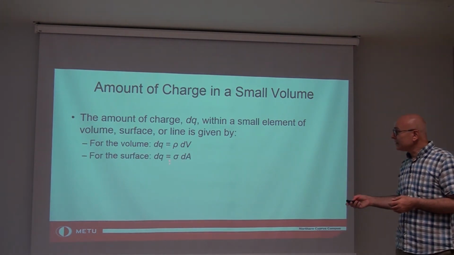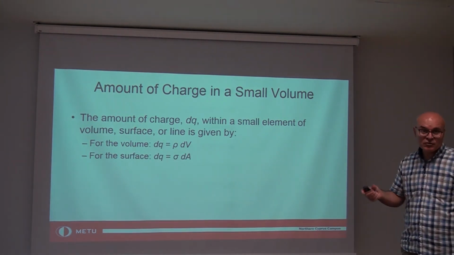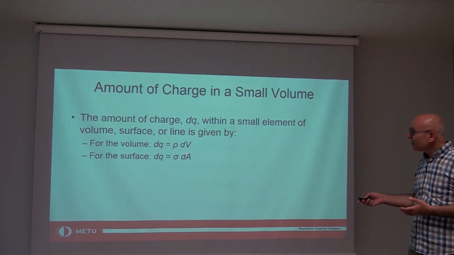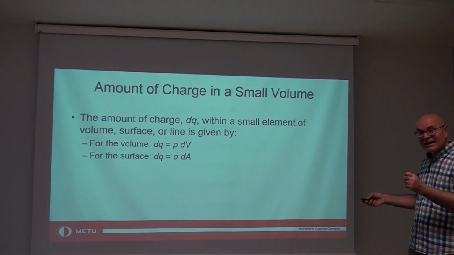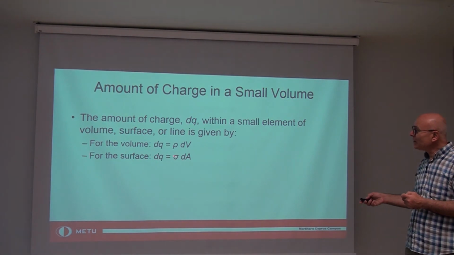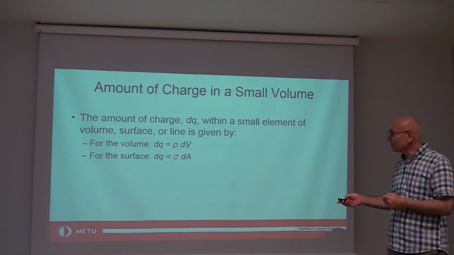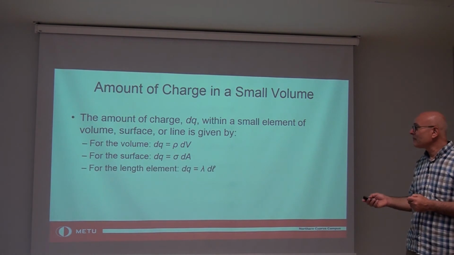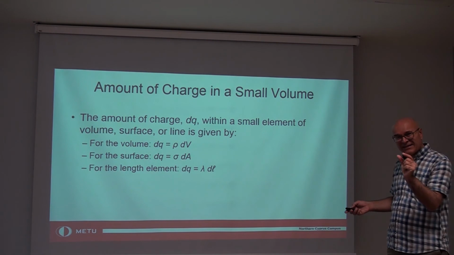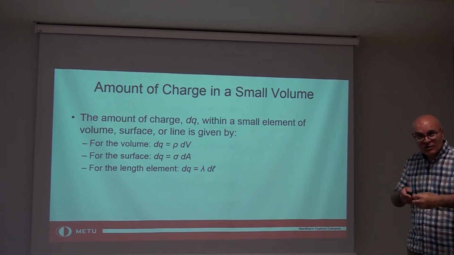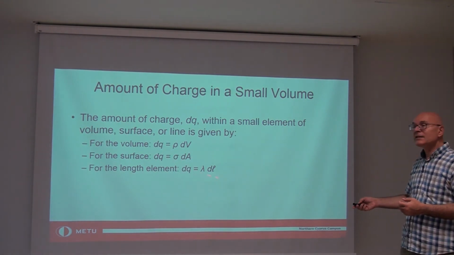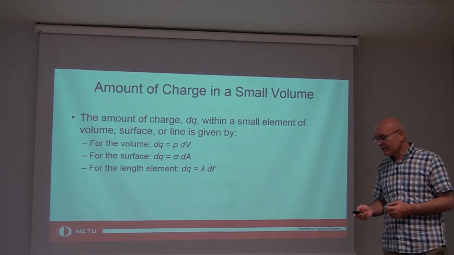Now, if the charge is distributed over a surface, then dq in this case will be the charge which occupies a small area dA. So dq will be sigma, the surface charge density, multiplied by dA. And finally, if dq occupies a small length dl, when the charge is distributed over a line, then in this case dq is given by the linear charge density multiplied by dl.